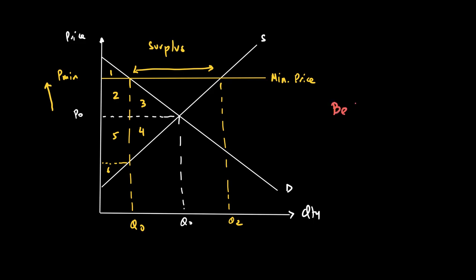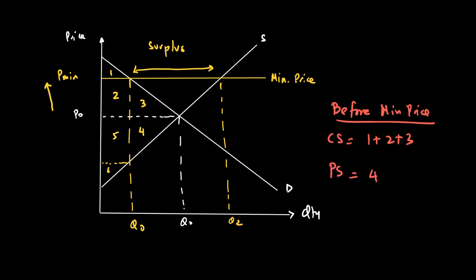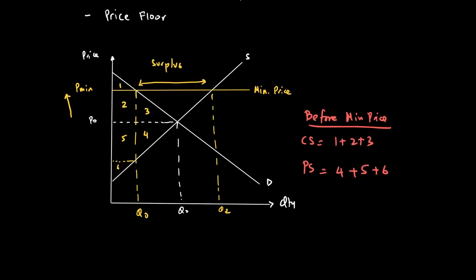So before minimum price, your consumer surplus was 1 plus 2 plus 3, which is area under the demand curve above the market price, while producer surplus was 4 plus 5 plus 6, which is area above the supply curve below the market price. So this triangle will be 4, 5, and 6, right? And the quantity sold is of course Q naught, and the price is P naught. So let me also write that. So P naught, comma Q naught.